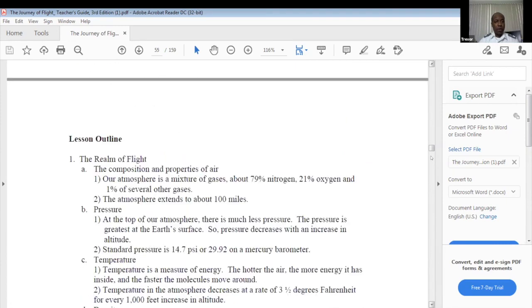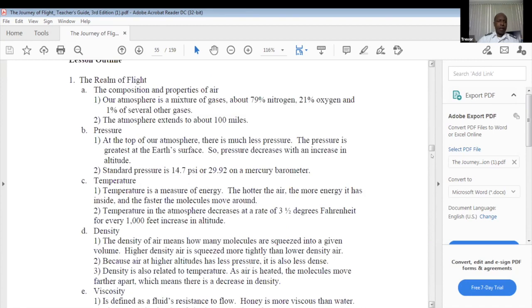Now, the realm of flight, the composition and properties of air. As you know, our atmosphere is made up of 79% nitrogen, 21% oxygen, and 1% other gases. Now, extending up to about 100 miles, the pressure, density, and temperature change. The pressure is the greatest on the Earth's surface because it's in the lower part of the atmosphere.